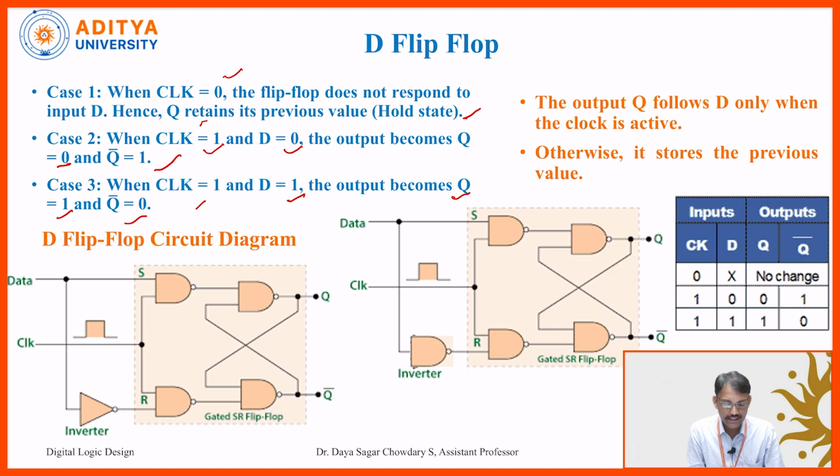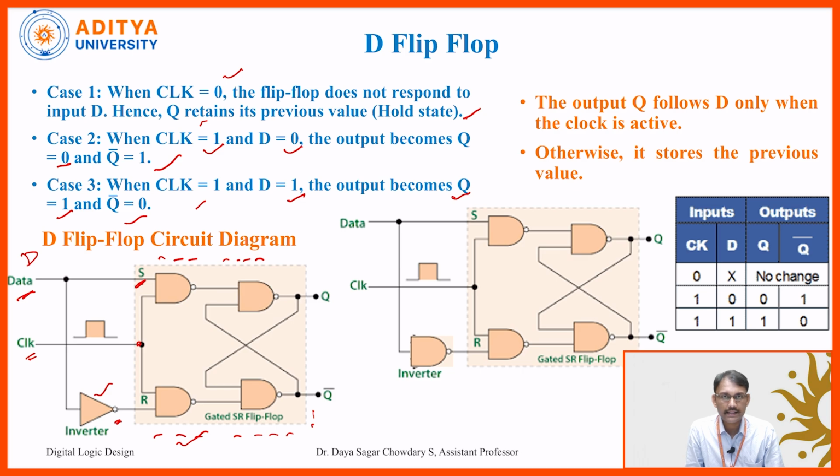Now, this is the D flip flop circuit diagram. If we observe the dotted line, it is nothing but our SR gated flip flop, because the clock signal is directly connected to the clock terminal of the SR flip flop. Finally, the data, which we call the D input or data input, is connected directly to the S terminal and inverted to the R terminal. That means we use simply one inverter here, connected to the R terminal. Now this acts as a complete D flip flop.